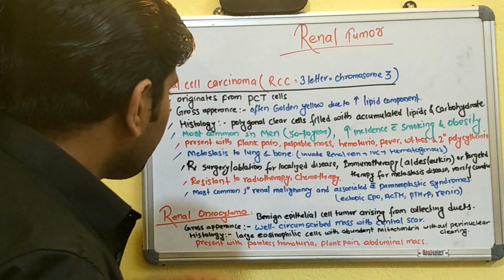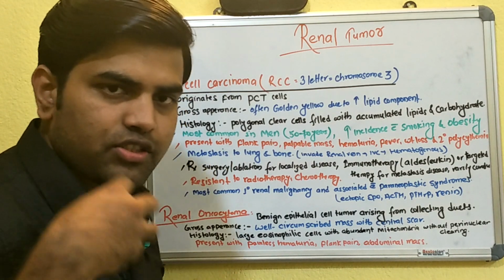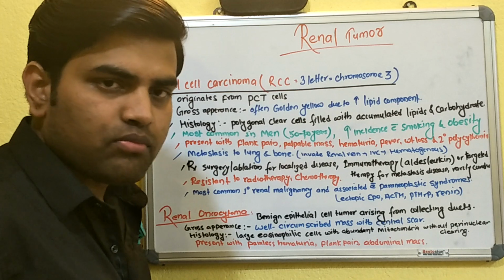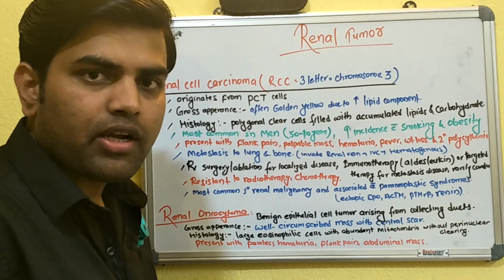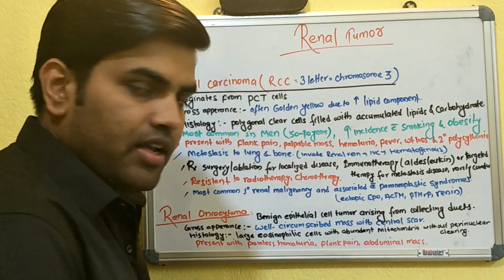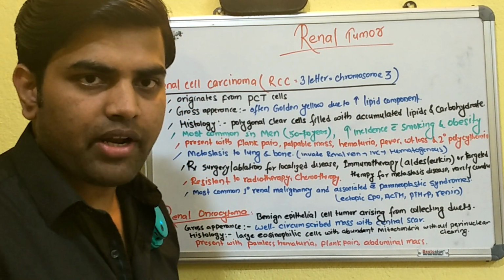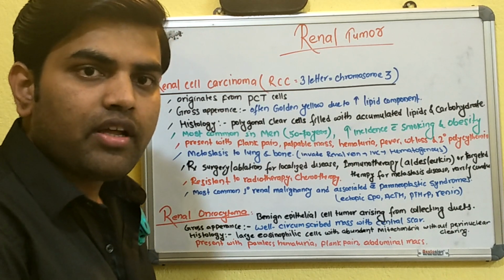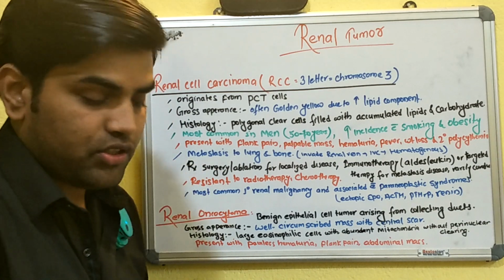Now let's move to the metastasis. When renal cell carcinoma occurs, it will invade the renal vein as well. On the right side the renal vein drains directly into the inferior vena cava, but on the left side, the left gonadal vein comes into the left renal vein and then drains into the inferior vena cava. So if the renal vein is involved, a left gonadal varicocele will also develop. That is important.